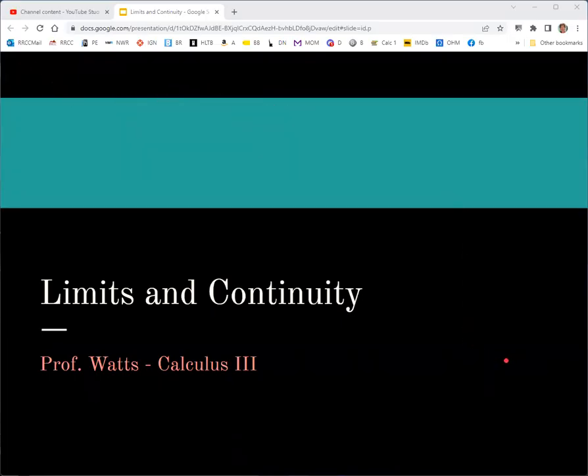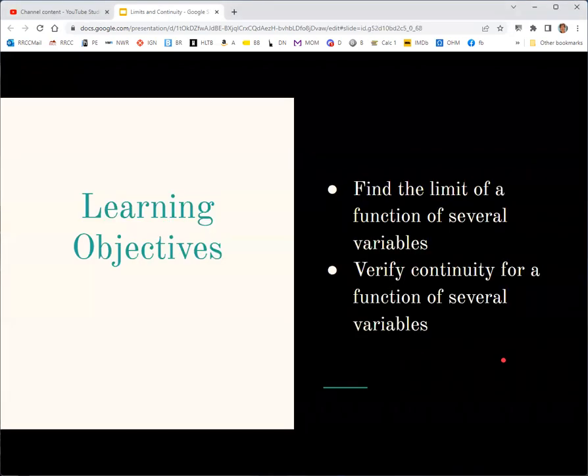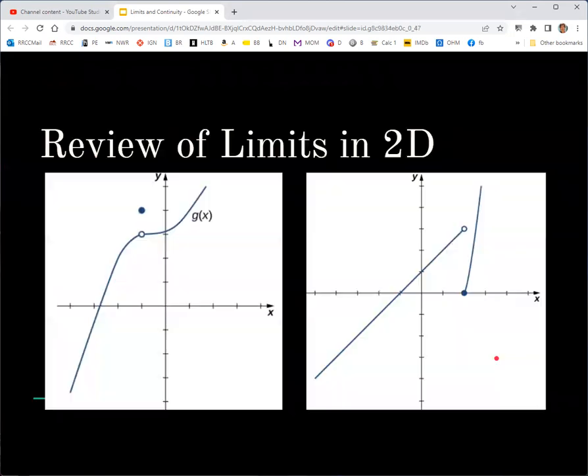Right. In this video, we're going to talk about limits and continuity for functions of several variables. This lecture goes along with section 4.2 of the OpenStax textbook Calculus Volume 3. So we introduced these functions of several variables in the last video. We're going to now find limits and verify continuity for them.